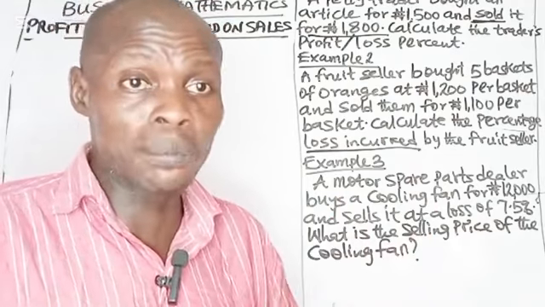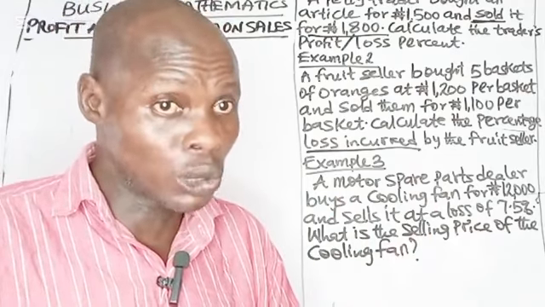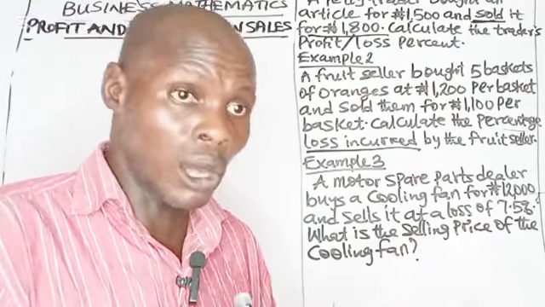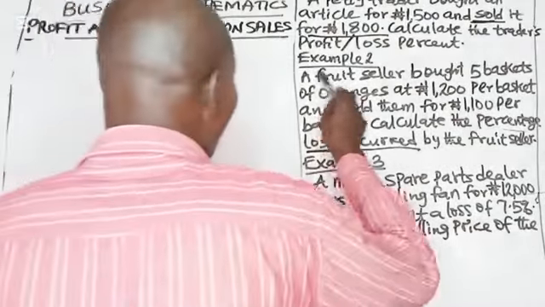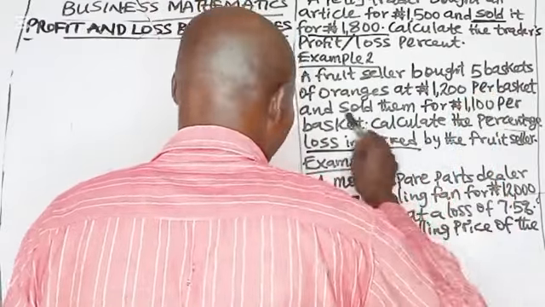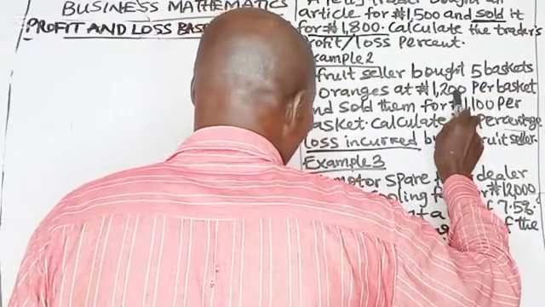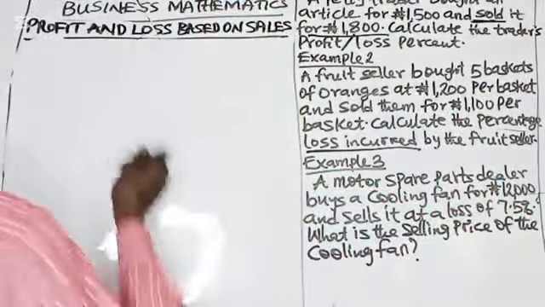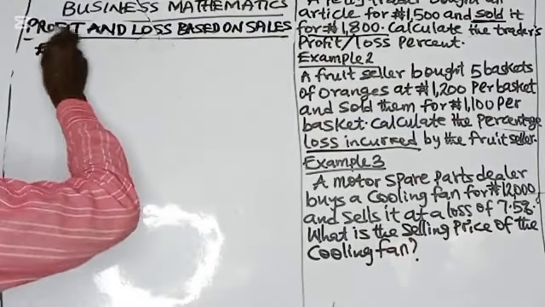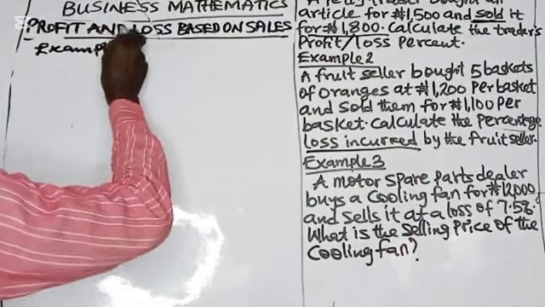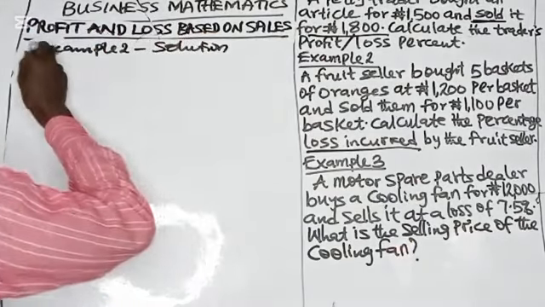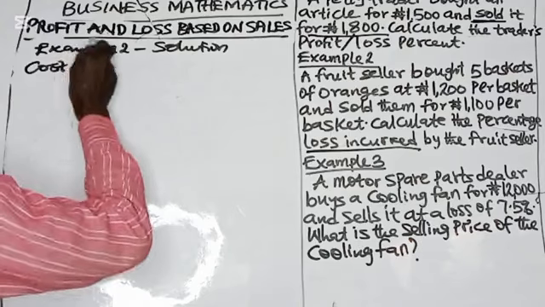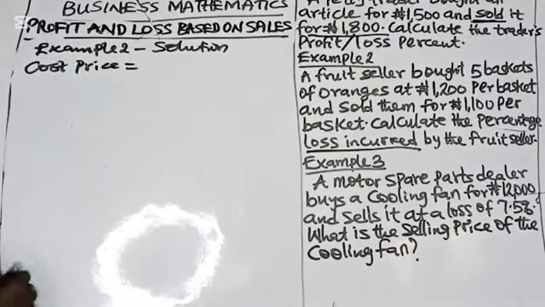So if an item is bought for 500 and it's sold for 300, that means a loss of 200 naira has been incurred. So in that case, a fruit seller bought 5 baskets of oranges at 1,200 naira per basket. Solution to example 2. How much is the cost? Cost price. Remember, I've told you the cost price is the amount it was bought.